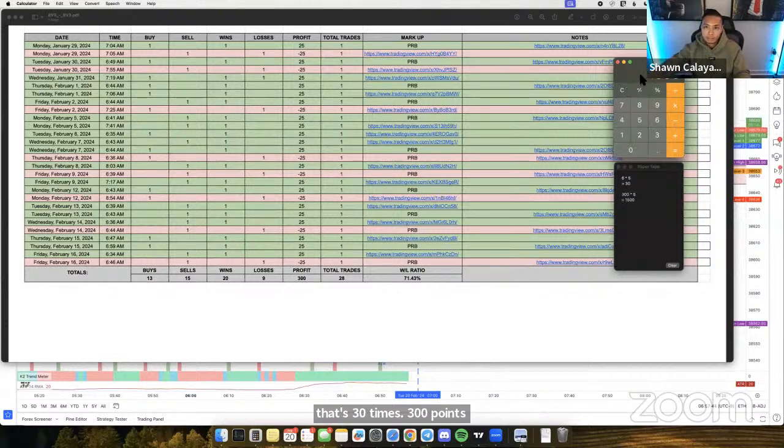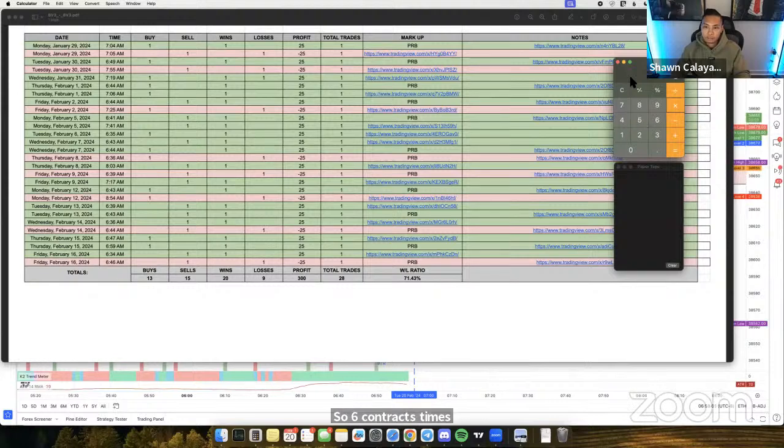So basically, per account, let me just redo this. 6 contracts times 5 points, or $5 per point, times 300 points. So this is basically how much profit I would have per account.